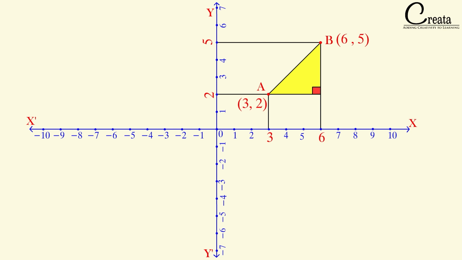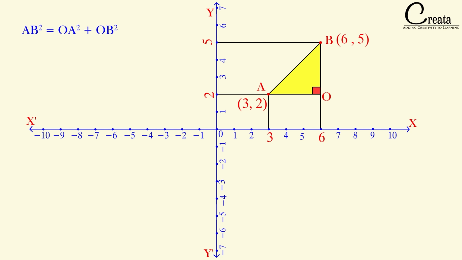Let's mark this point as point O. For this triangle ABO, the side AB is the hypotenuse and OB and OA are the two legs of the triangle. If we apply the Pythagoras theorem, we get AB square is equal to OA square plus OB square. Here, we have to calculate the length of the side AB, that is, the length of the hypotenuse.